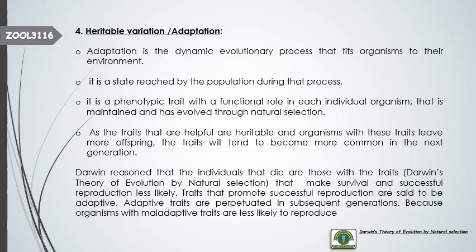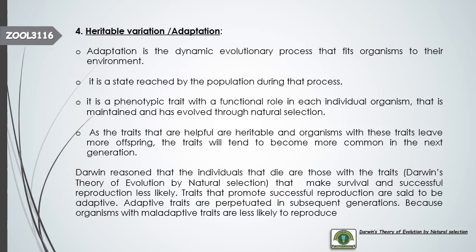It is a phenotypic trait with a functional role in each individual organism. A phenotypic trait is a trait which you can see apparently, right? As the beaks, a change in the beak structure is a phenotypic change. Functional role means that it is active, not vestigial. So it is a phenotypic trait that is active in each organism, and that is maintained and has evolved through natural selection. This is what adaptation is.